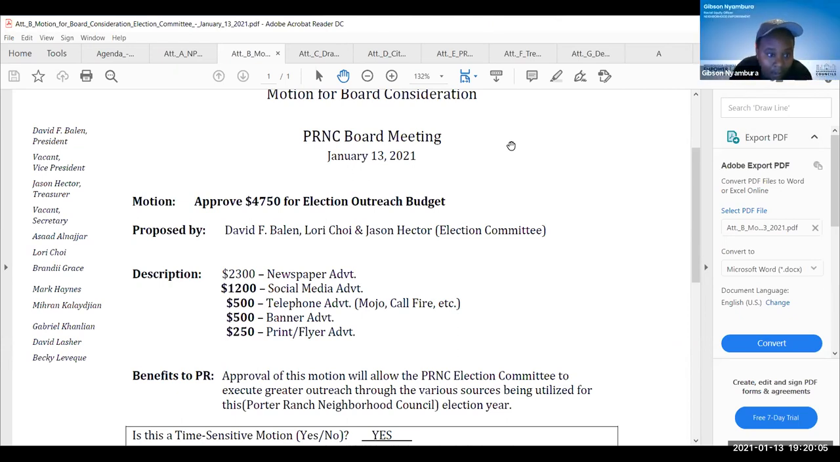Gibson, there you are. Go ahead. So we're talking about the outreach budget. No, as I mentioned, this is for the election, correct? This is correct. I think that the way the board is structuring it, the thing about it is we're trying to have both complement one another, right?